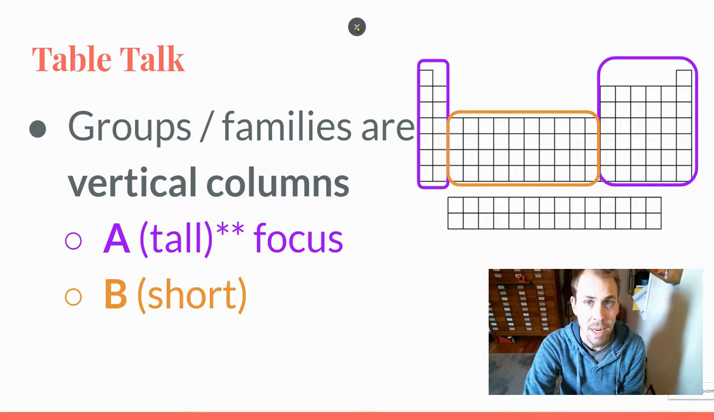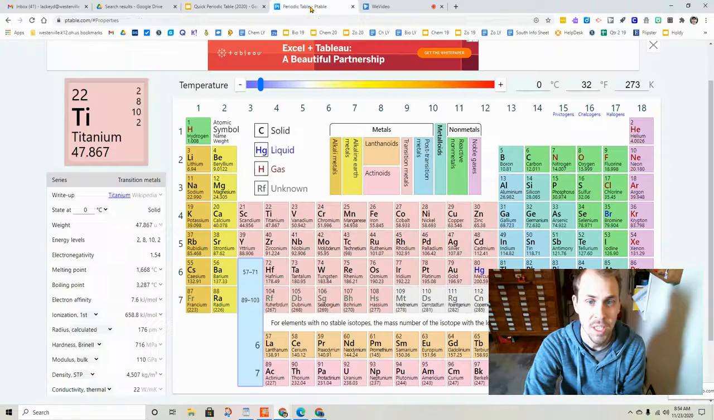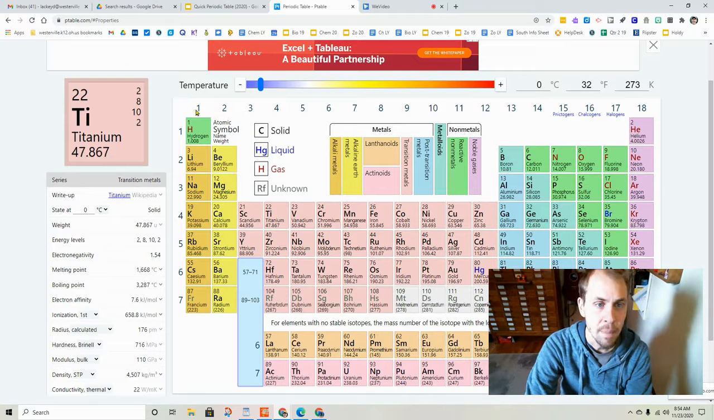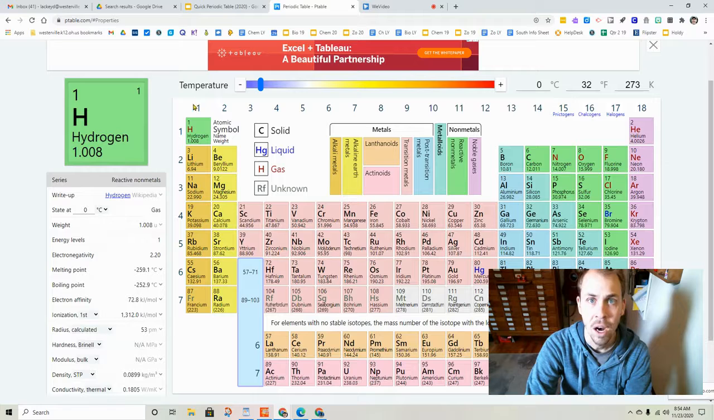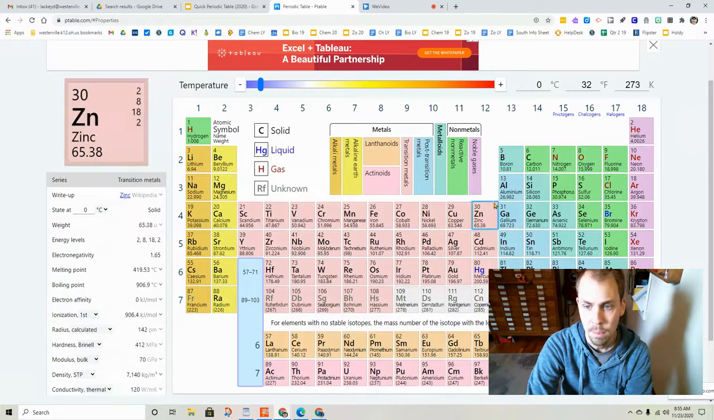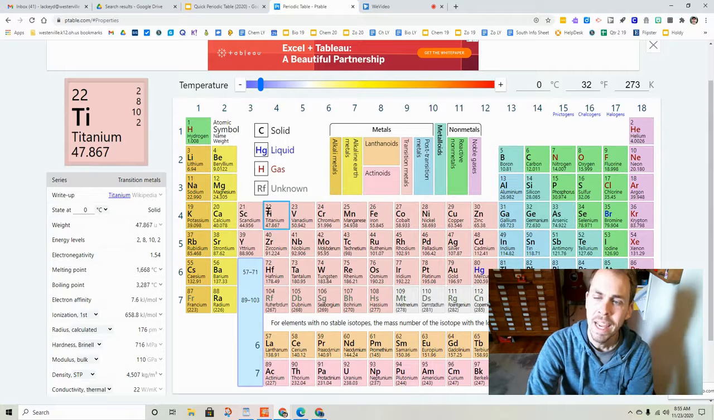I want to jump back to ptable.com because I want to mention something here. You'll notice that column 1 and 2, those are A columns. So that's family 1 and family 2. All of these through here, this is 3B, 4B, 5B, 6B. All of these short ones are B columns. It gets a little tricky here because of the naming.